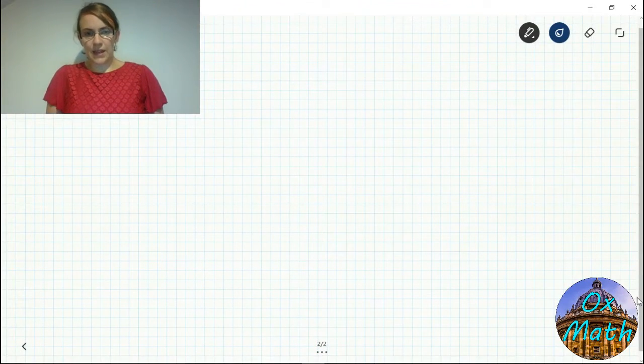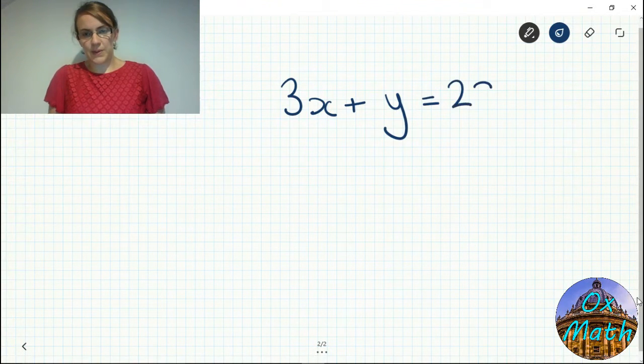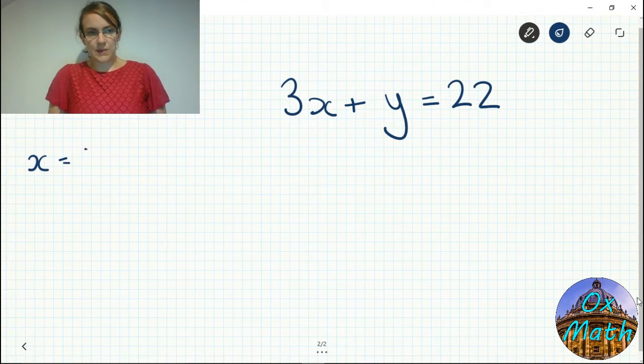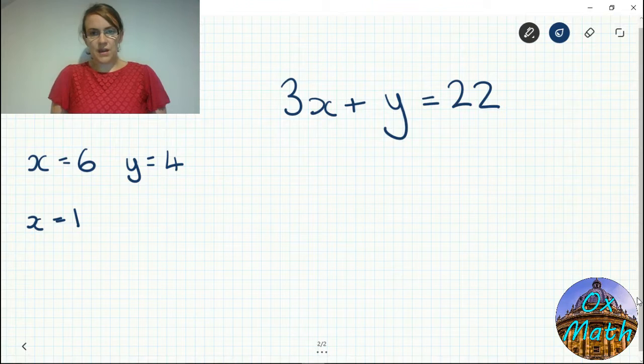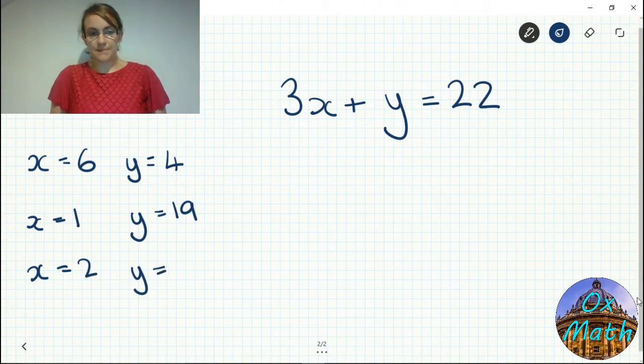But what if I gave you a different example? 3x plus y equals 22. Now we could choose the same values as before, where we had x equals 6, so 3 times 6 is 18, so y would be 4. But instead of 6, I could have chosen a different value for x, say 1. And if x was 1, 3 times 1 is 3, so then y would need to be 19. I could have picked x is 2, in which case 3x would be 6 and y would be 16.